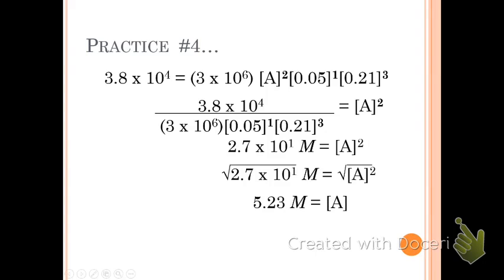And in this case, your answer is going to be 5.23 molar. Now, the neat thing about this slide is it shows you every step of the way what you need to do. So pause the video. Follow every step that this slide gives you. Do the setup. Then solve for A squared. Once you have A squared, find the square root of that, and that should give you 5.23.